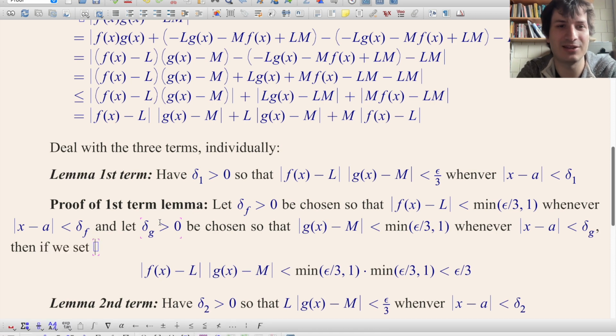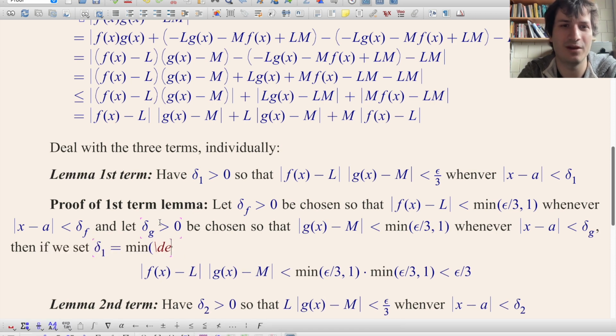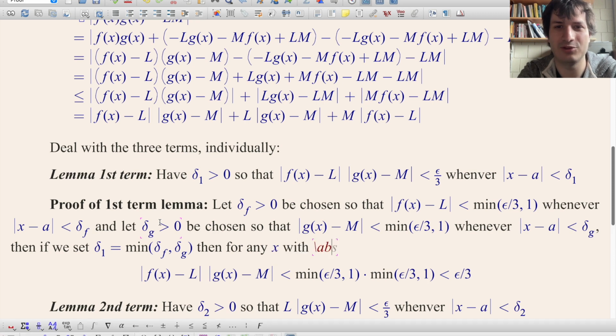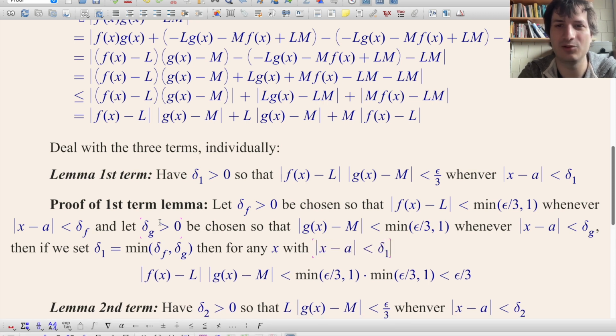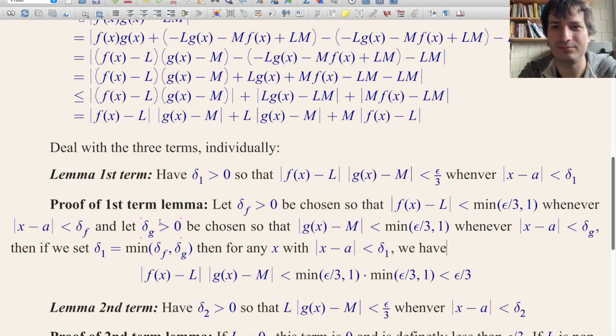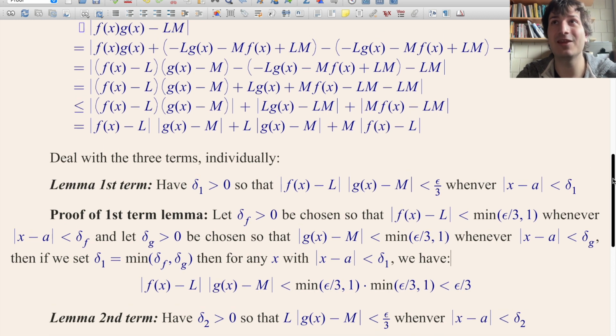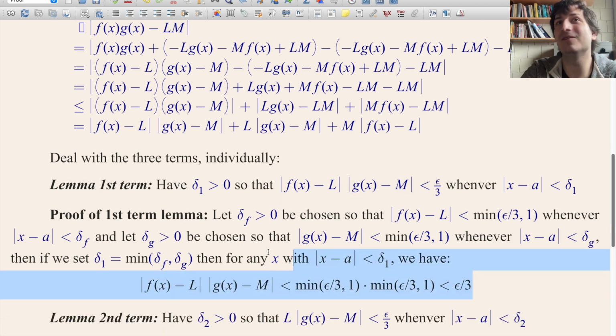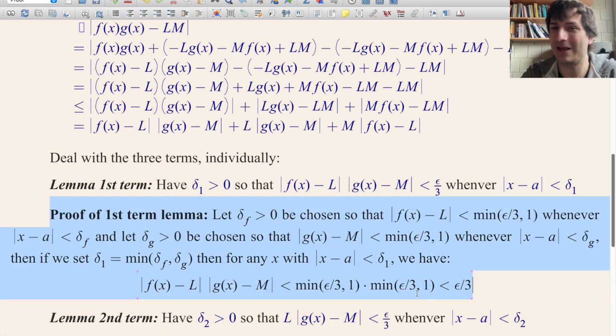Then if we set delta 1 to be the minimum of delta f and delta g, then for any x with absolute value of x minus a less than delta 1, we have this going on, and it's less than epsilon by 3. Okay, so hopefully that one makes sense, and I think, again, this is the point where this is a logically intuitive thing, right? If this is small and that is small, then when you multiply them together, it's still small. But this little lemma, it's starting to already get a little bit complicated. It might be nice to break this up into further sublemmas, but I'm going to leave it like this. Hopefully the core idea is there.